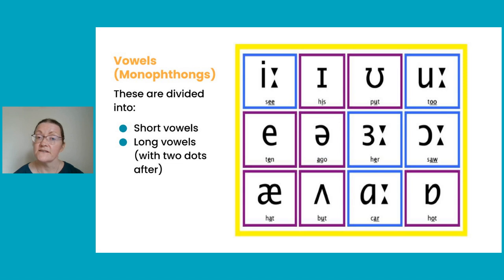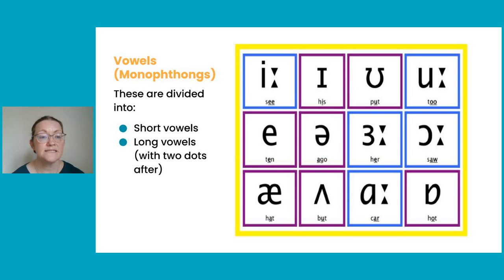So the short ones, no dots. The long ones, dots. All right. So let's take a run through this section, okay? You can see each square has a symbol, and underneath there is a word with a part of it underlined. That is the sound that the symbol corresponds to.